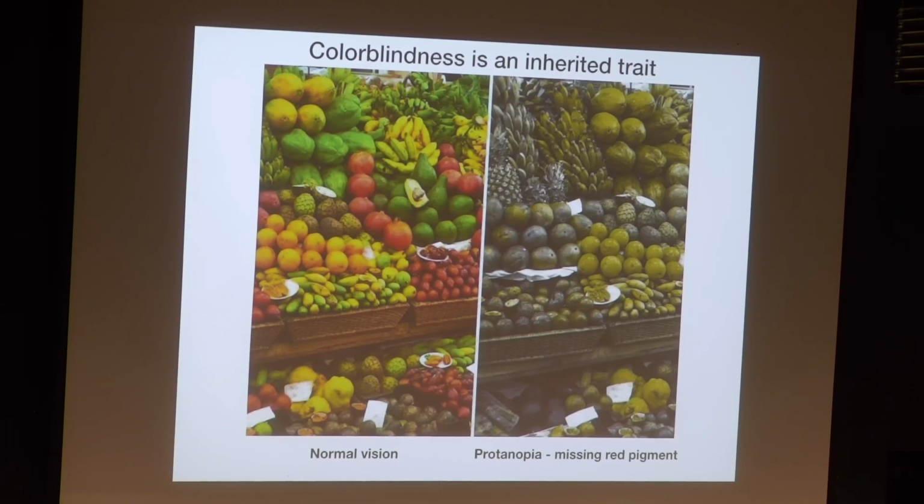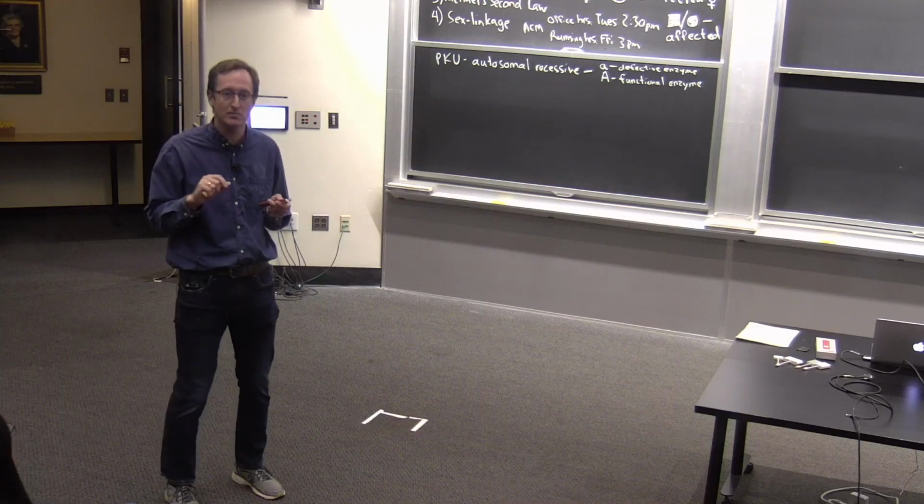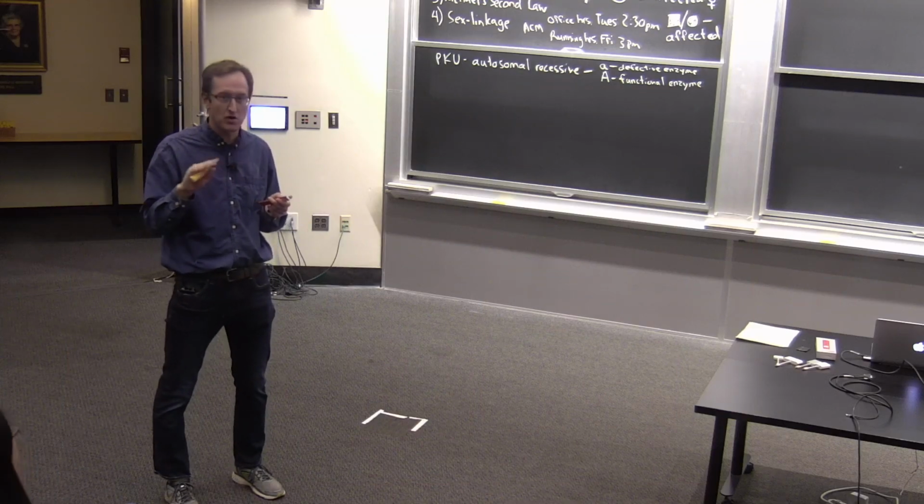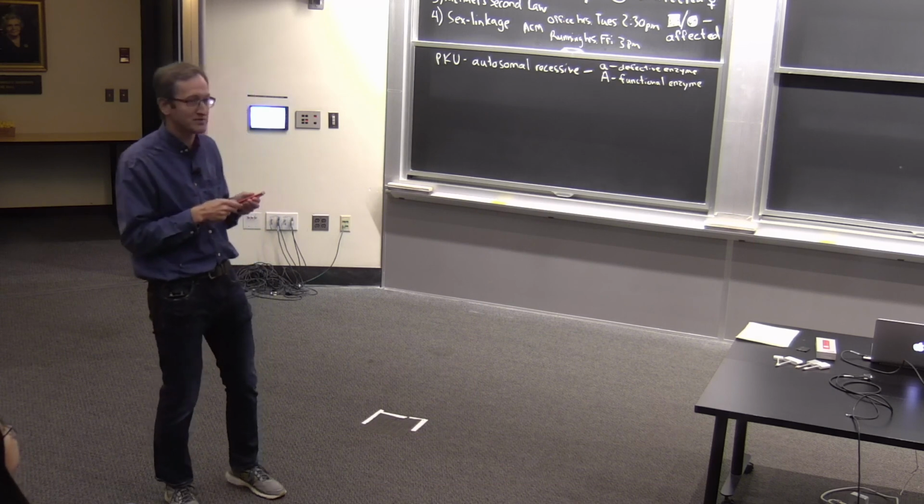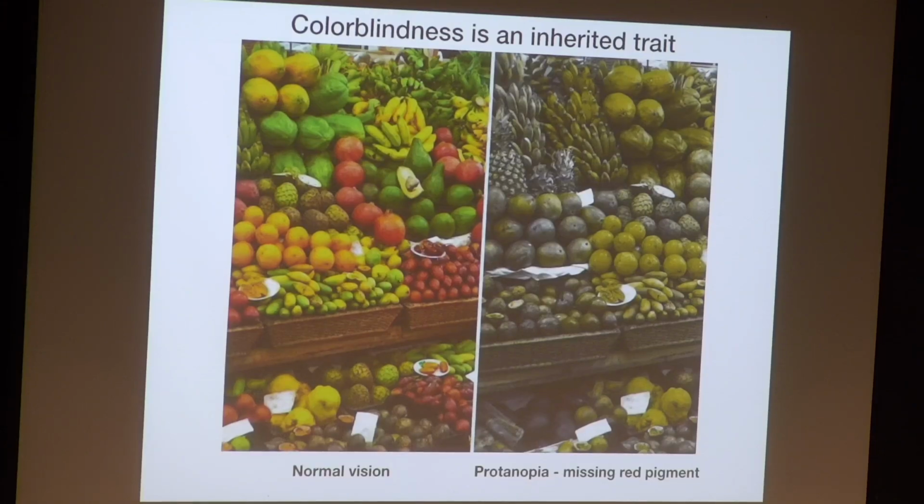So is anyone here colorblind? I asked just to know how to set up my slides as well. No one's colorblind. Okay, that's good. Then you'll all see the difference between the image on the left and the image on the right. So if you have normal vision, that's what you see on the left from this fruit stand. But for those that are missing the red photopigment in your cone cells, you exhibit color blindness, and this fruit stand would look like the image on the right, okay?